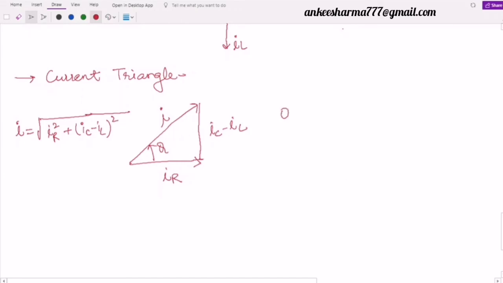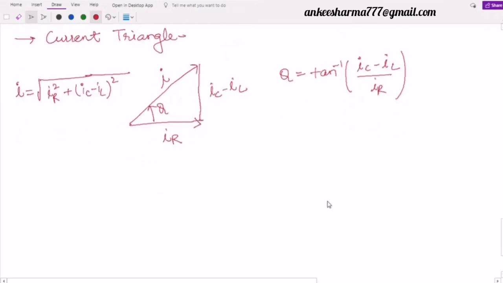And from here I can say that theta is equal to tangent inverse of, what is the value now? Perpendicular upon base. So perpendicular is IC minus IL, divided by IR. Now if the case is that IL is greater than IC, definitely it would have been in the lower side, and you will find that the value in the numerator can be written in negative form, or simply a minus value will be there, which shows that the current value is on the negative side.